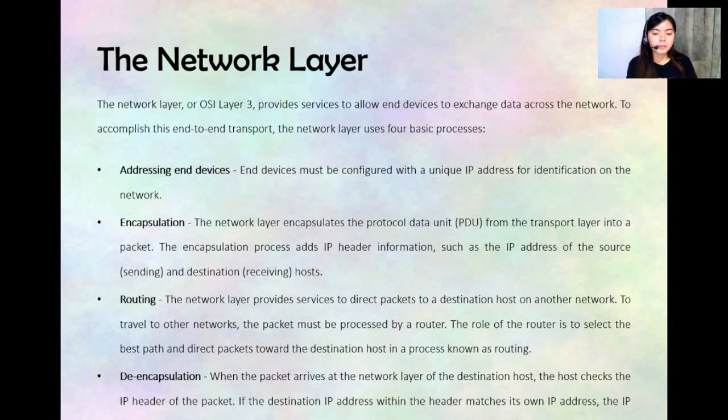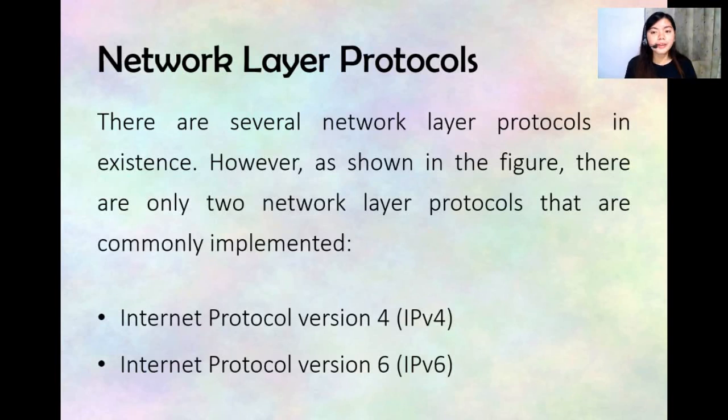The third one is routing. The network layer provides services to direct packets to a destination host on another network. To travel to other networks, the packets must be processed by a router. The role of the router is to select the best path and direct packets toward the destination host in a process known as routing. And the last one is de-encapsulation. When the packets arrive at the network layer of the destination host, the host checks the IP header of the packet. If the destination IP address within the header matches its own IP address, the IP header is removed from the packet.